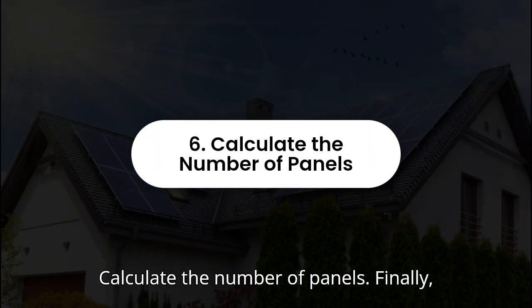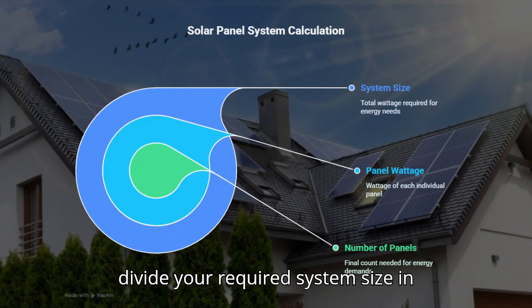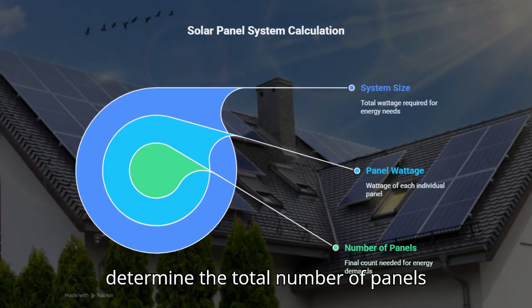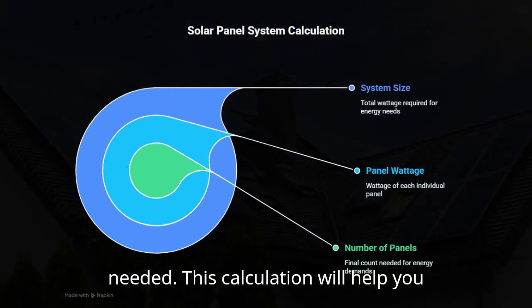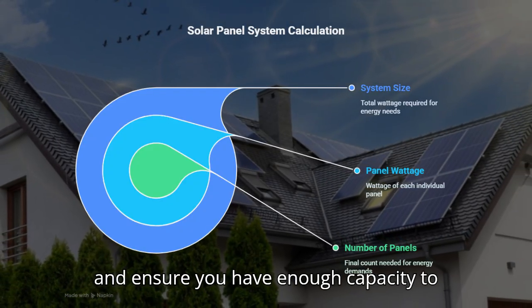6. Calculate the number of panels. Finally, divide your required system size, in watts, by the wattage of each panel to determine the total number of panels needed. This calculation will help you finalize your solar panel system design and ensure you have enough capacity to meet your energy demands.